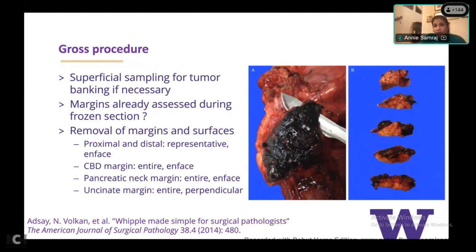The uncinate margin is taken as a chunky en face, so at least a 1 to 2 centimeter thickness. And once this section is taken, then it is bread loaf, so you essentially get perpendicular sections. The reason that we want to do this uncinate margin as a chunky en face is because in the fat we have lymphatics, and these lymphatics are not so easily accessed with imaging. So when there is involvement of the lymphatics, the imaging is not able to pick that up. And so we want to make sure that we sample all of the fatty areas to look for metastatic involvement.